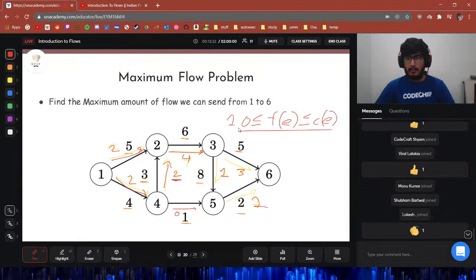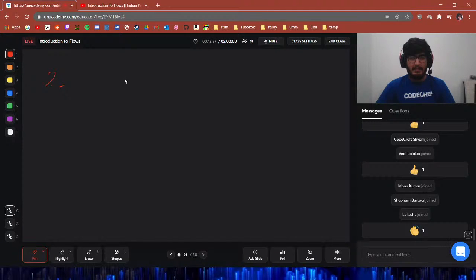This is the first rule, right? And the second rule, the more important rule, is that the flow which is incoming on a node. The summation of, let me write this in a better method. The second rule is the flow of edges where E is incoming on a node X is equal to the flow of outgoing edges on node X, right?